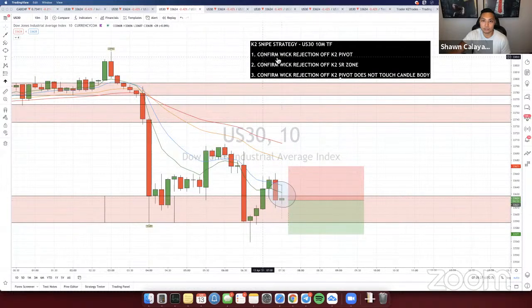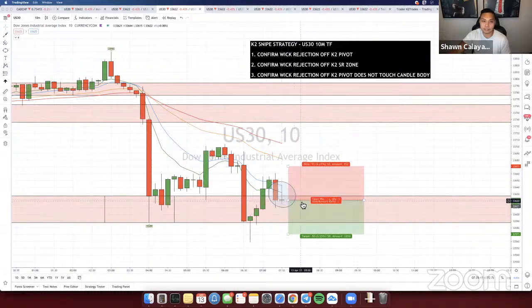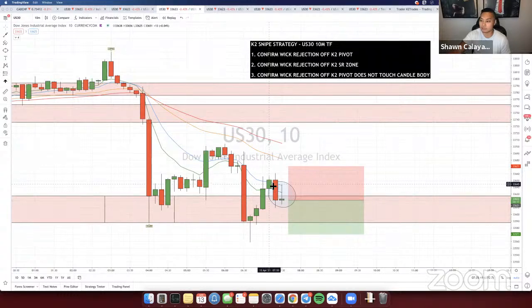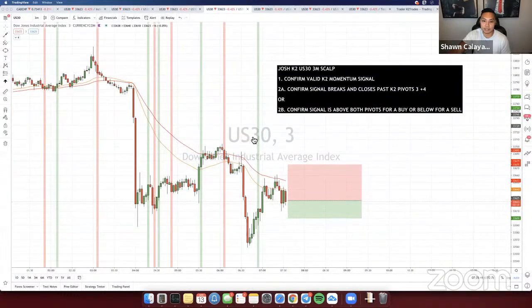So if you guys see here, we confirm the wick rejection off the K2 pivot right there. We confirm the wick rejection off the K2 SR zone right here. And then lastly, we confirm the wick rejection off the pivot doesn't touch the candle body, right? Because the pivots are above here and the candle is down here. So with that said, if this ends up closing below here, this is going to be a valid sell entry using the K2 snipe strategy. On top of that, if we get a sell signal here, this is going to qualify to be an entry for Josh's 3-minute strategy as well.